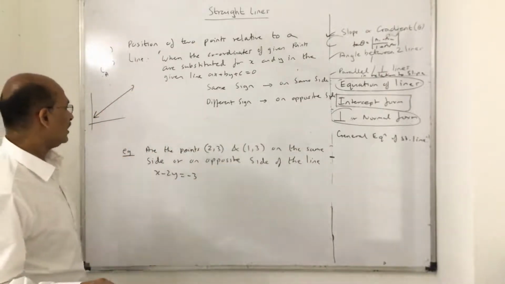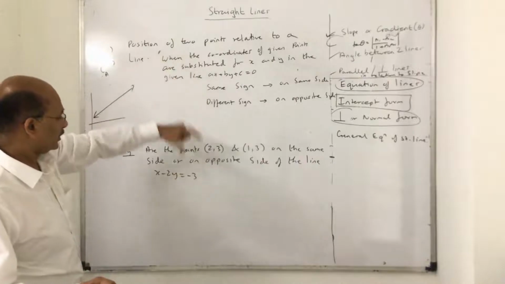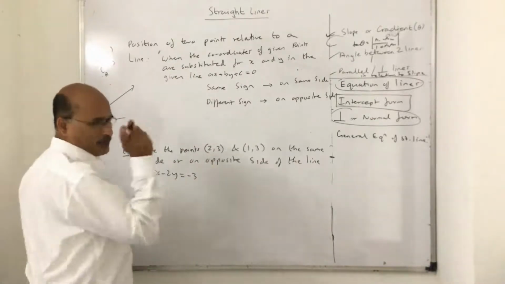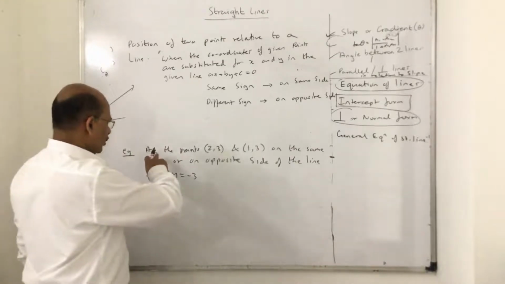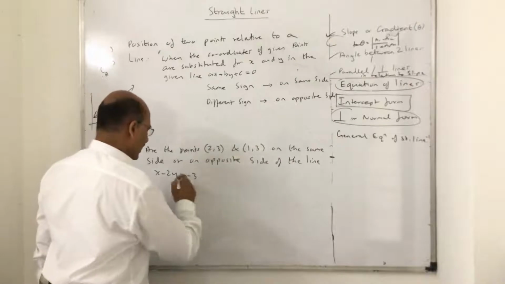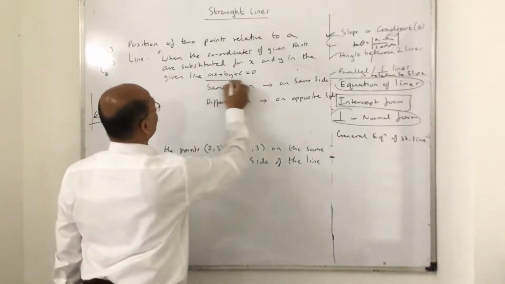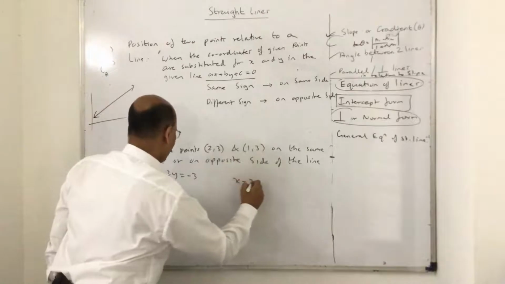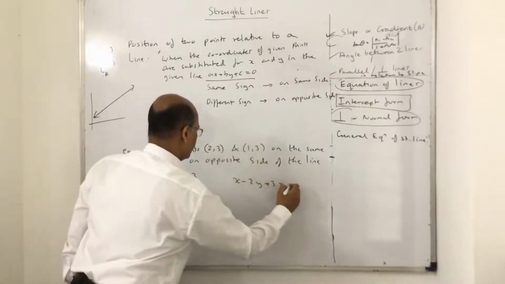Now in this case, we will try to put this operation here. It is not conceptually much to understand, just a pocket concept, don't miss out this part. Are the points (2, 3) and (1, 3) on the same side or opposite side? So this is the line. First convert that into the standard format, the general equation of a line. So this will become x minus 2y plus 3 equal to 0.